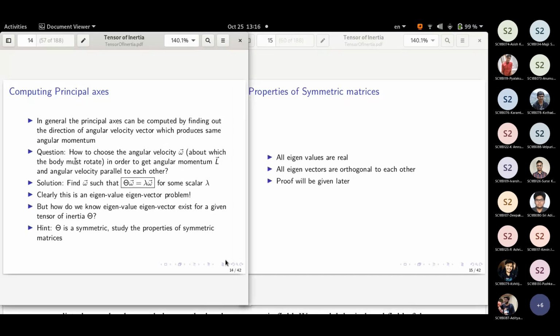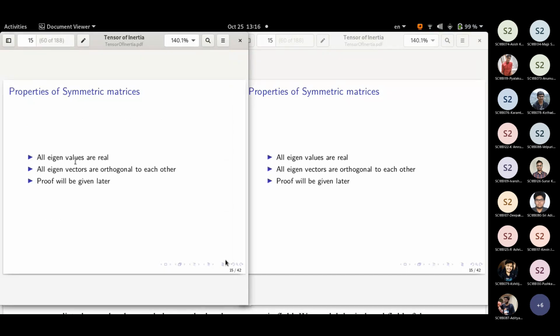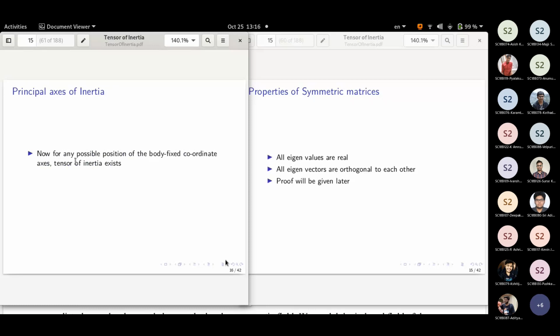So the eigenvalues are real and the eigenvectors are orthogonal to each other. What is the consequence of this statement? Sir, if the tensor of inertia matrix is not symmetric, then also we can have real eigenvalues, right? But it will always be symmetric. That's what we have shown, no? Yes, good question. The tensor of inertia matrix is always symmetric. That was one of the properties we first showed. In whatever way you computed, it turned out to be symmetric.